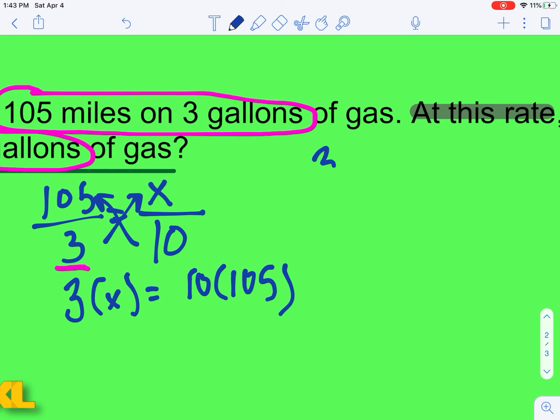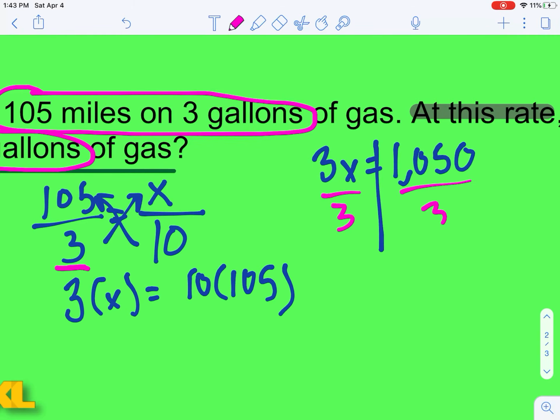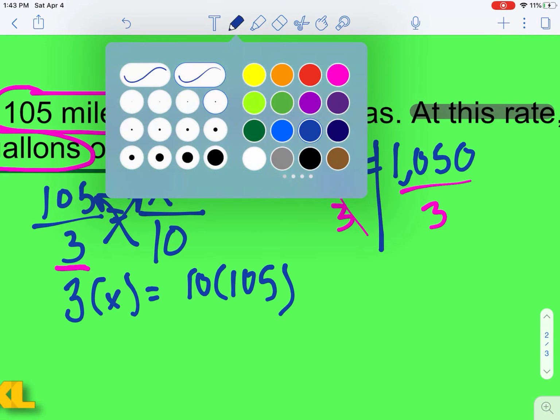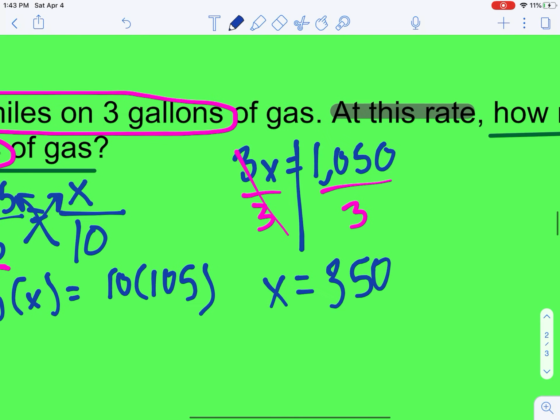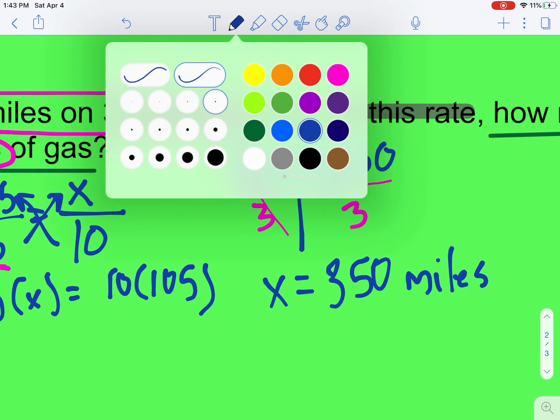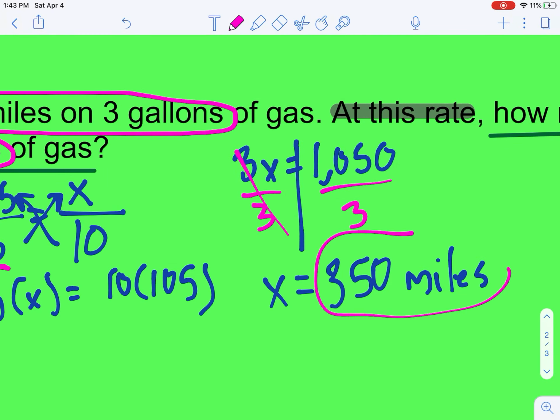3 times x is 3x. And 10 times 105 is 1,050. Okay, I'm going to draw my line, and I need to get rid of that 3, so I need to divide by 3 on both sides. Those cancel out. And x equals, going to use my calculator again, 350 miles. So on 10 gallons of gas, they can go 350 miles.